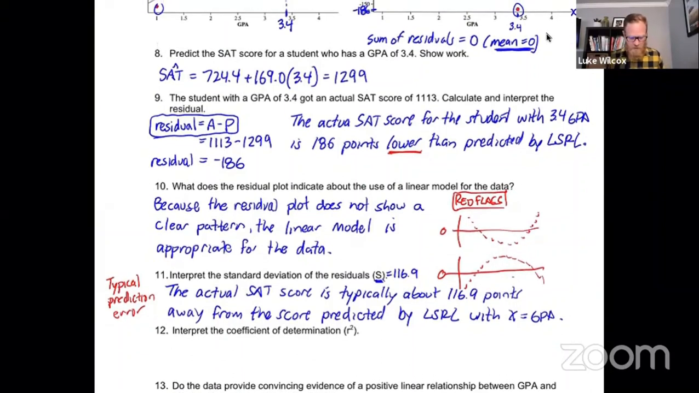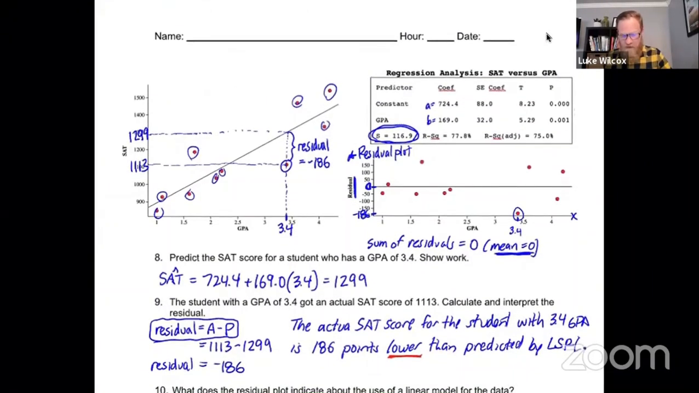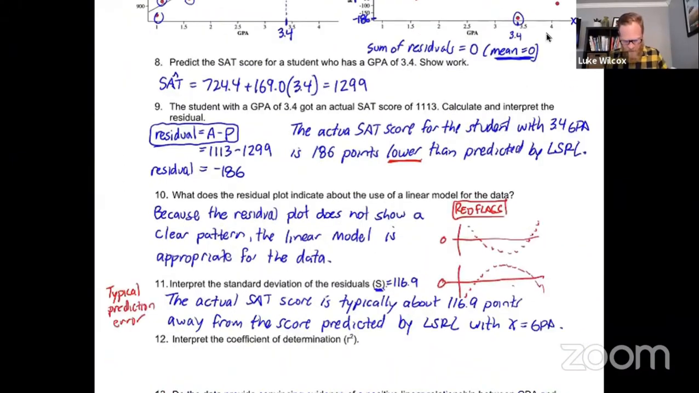Okay, let's move to question number 12, which is to interpret the coefficient of determination. Well, we're going to steal that value right from the computer output. Make sure you're grabbing R squared, not R squared adjusted. It is 77.8%. And just as it says right here, it is in fact the R value and then squaring it. So the R value, which is the correlation, if you were to just take that and square it, would give you 0.778 or 77.8%.